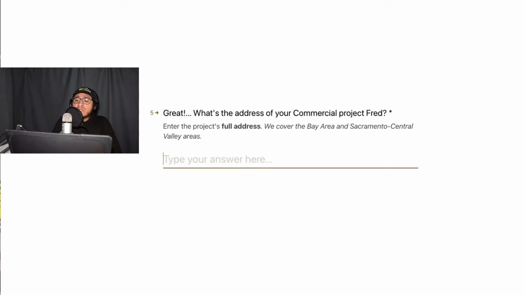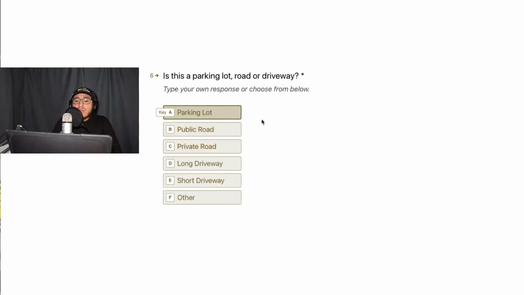Great. What's the address of your commercial project, Fred? So here we enter the full address of our commercial project. Let's say it's 101 North, oh wait, just El Camino Real, and let's say Sunnyvale. Okay, let's click enter. Is this a parking lot, road, or driveway? Here it's going to help us narrow it down. You can choose whatever you want. If it's something else that's not here, you can always click other, and it gives you the option to type down your response. So let's say it's a little alley. I just type it down, and then after that, just click enter.